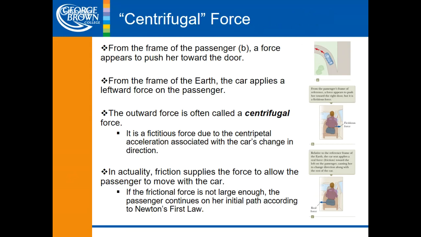And this is what they call fictitious force, because there's not really a pulling or pushing going on. You're inside the car. Now, if you had a seatbelt on, you probably wouldn't feel it as much. That's why we use seatbelts. However, on a tight curve, you do feel yourself pulling to the outside of the car.